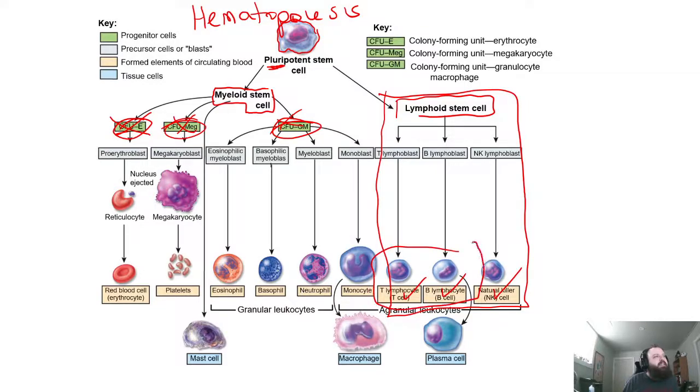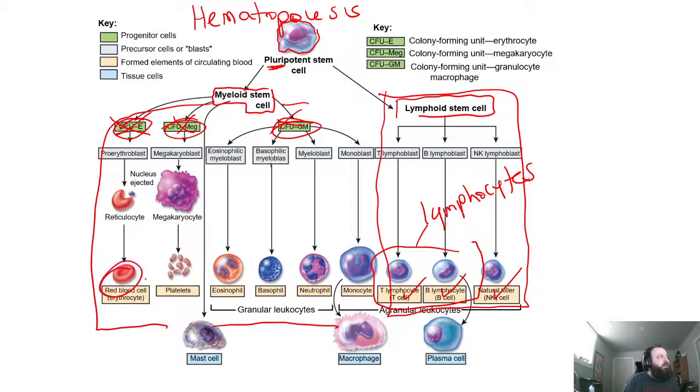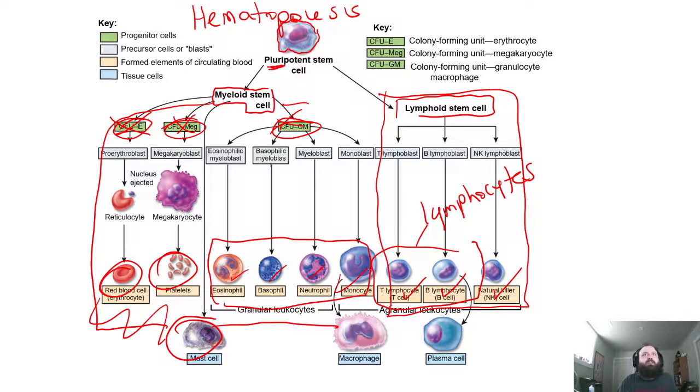The T cells and the B cells are referred to as lymphocytes, and we'll be talking about them at length in a couple weeks' time in this course. All of the other blood cell types derive from the myeloid stem cell. So this includes your red blood cells, your platelets, your mast cells, which we're really not going to talk about very much in this course, and then the remainder of the white blood cells, the eosinophils, basophils, neutrophils, and monocytes/macrophages.